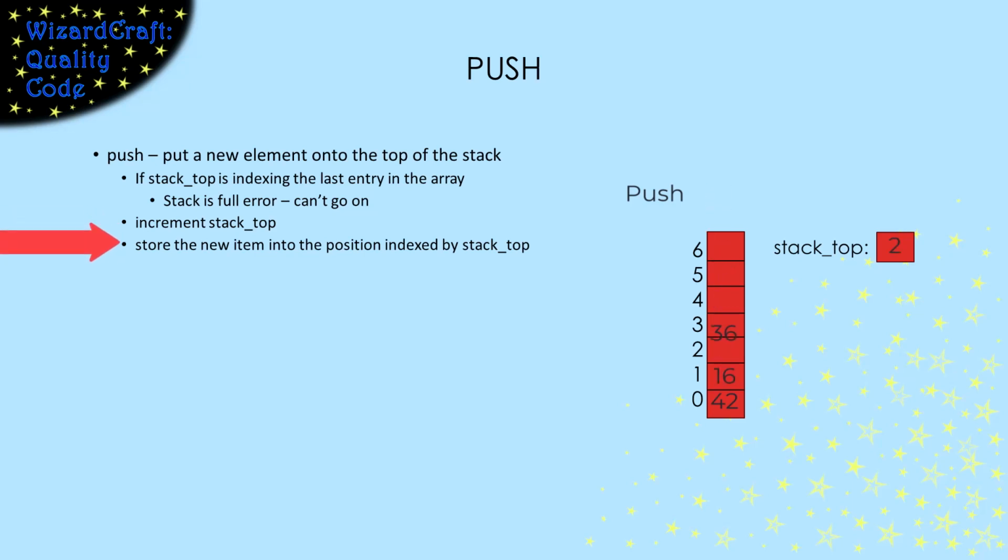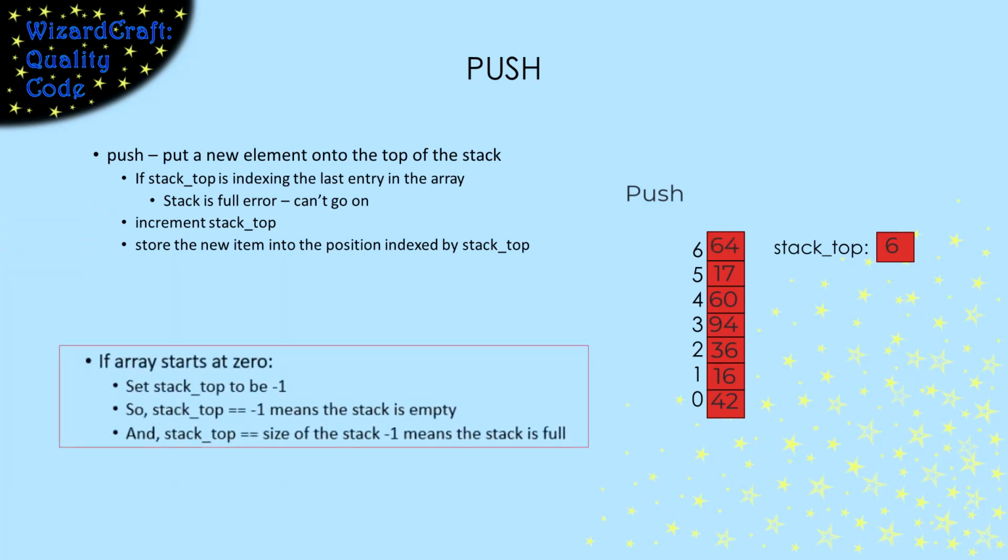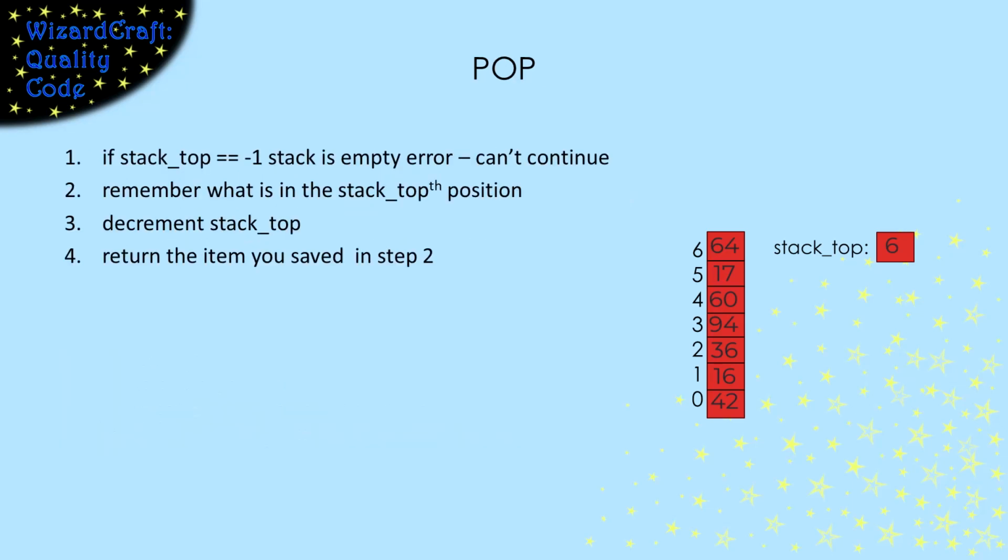If we do that a few more times, when the stack is full, stack top is 6, which is the size of the array minus 1, which is exactly what we predicted for how we would know that the stack is full. So, push put things onto our stack.